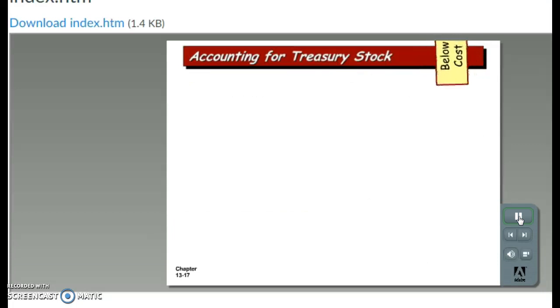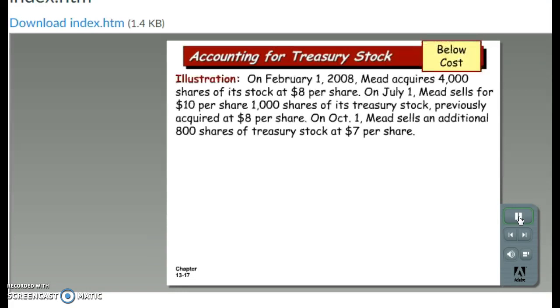Continuing on with the accounting for treasury stock below cost that involves the previous transactions of an acquisition on February 1, a sale above cost on July 1, and the sale below cost on October 1, the treasury shares now are 2,200 shares. The 4,000 acquired less the sales on July 1 and October 1.